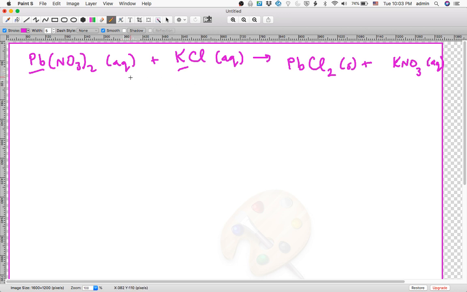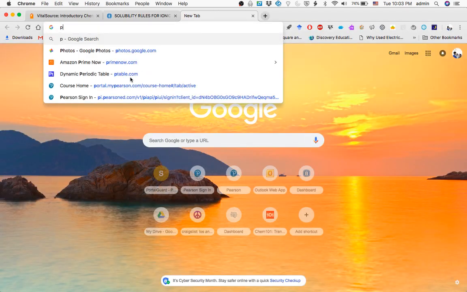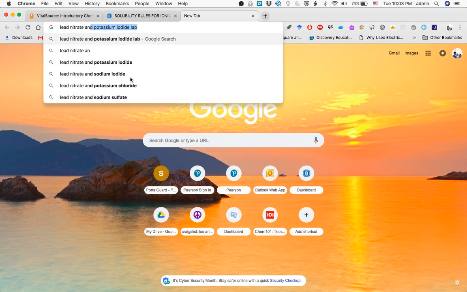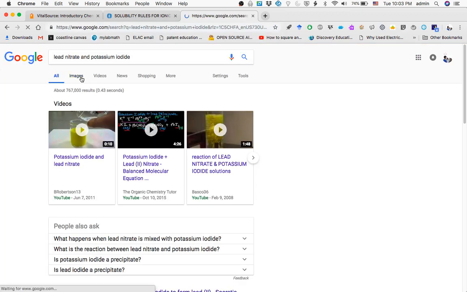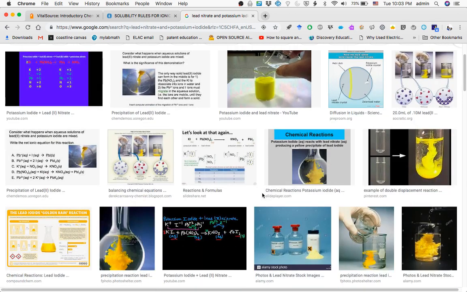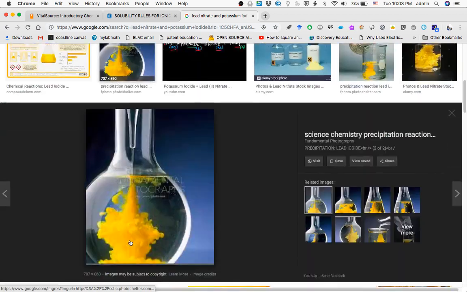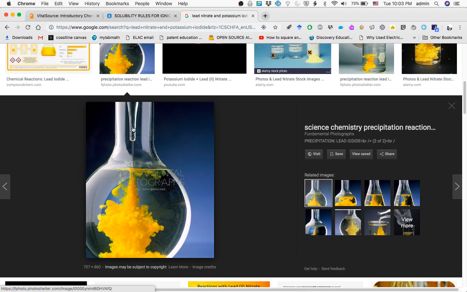This actual chemical reaction is pretty cool because if you look up a picture of this, lead nitrate and potassium iodide, you can see it's really weird. So yeah, this is a good picture. You have a clear and colorless solution of lead nitrate, or potassium iodide, coming into a clear and colorless solution of lead nitrate or potassium iodide. But on contact, they form this bright yellow solid stuff. You can tell it's solid because you cannot see through it.